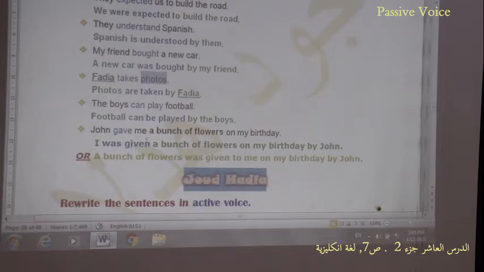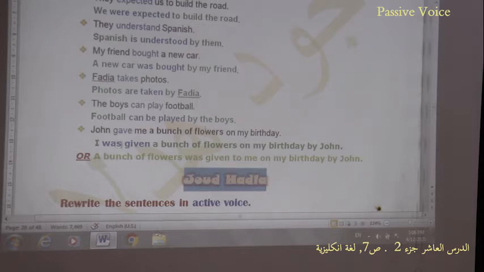Now John gave me a bunch of flowers on my birthday. So here in this case we have two objects. The first one is me, and it is an object pronoun, and here we have another object, a bunch of flowers. So we can start with either of them. So here, for example, if we start with the object pronoun, we convert it into a subject pronoun, and then because the verb is in the second form, we only need verb to be in the second form, and that means was or were in this case. So I was given. Give, gave, given.